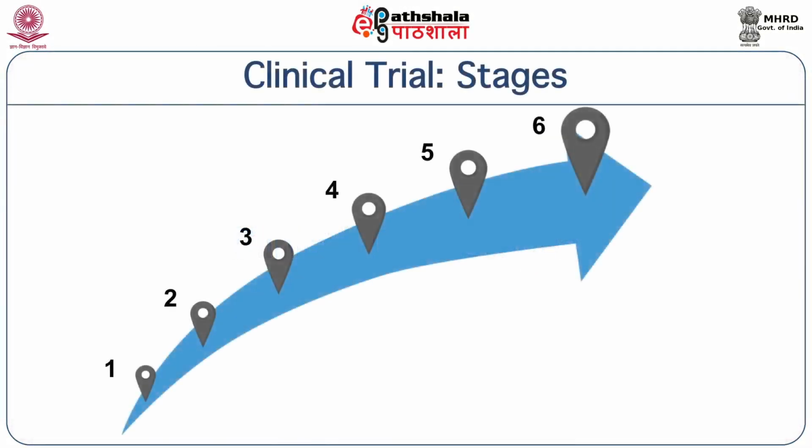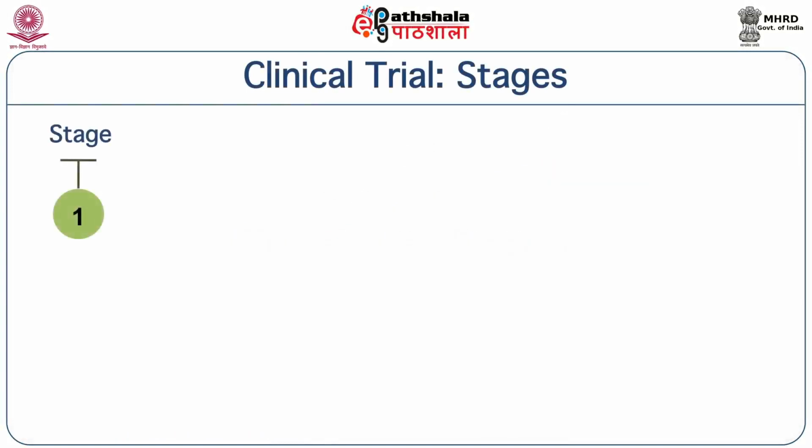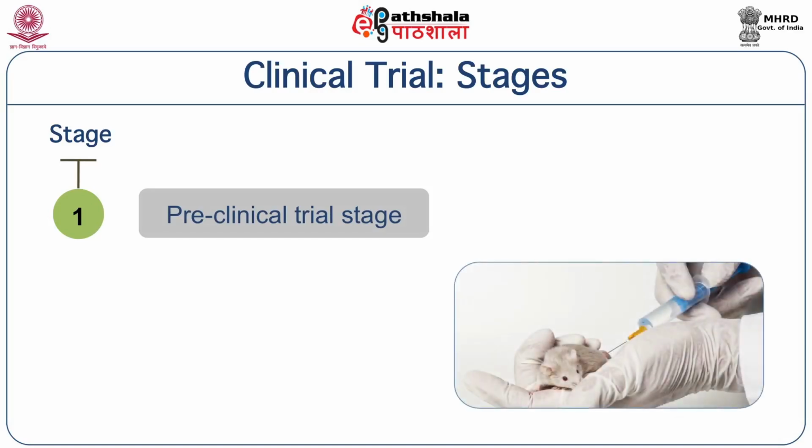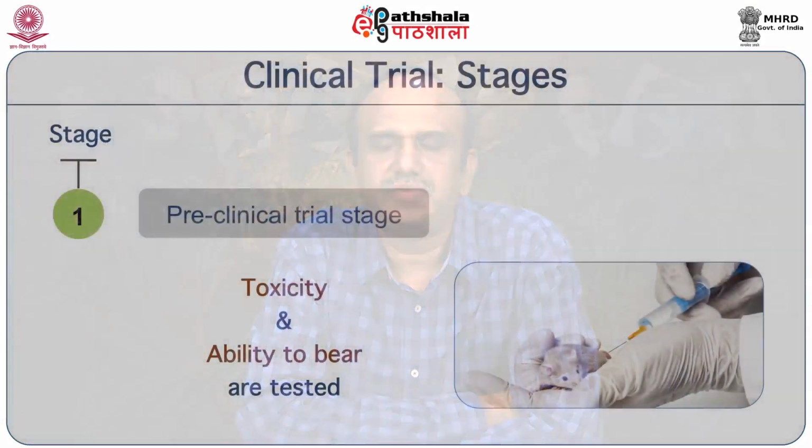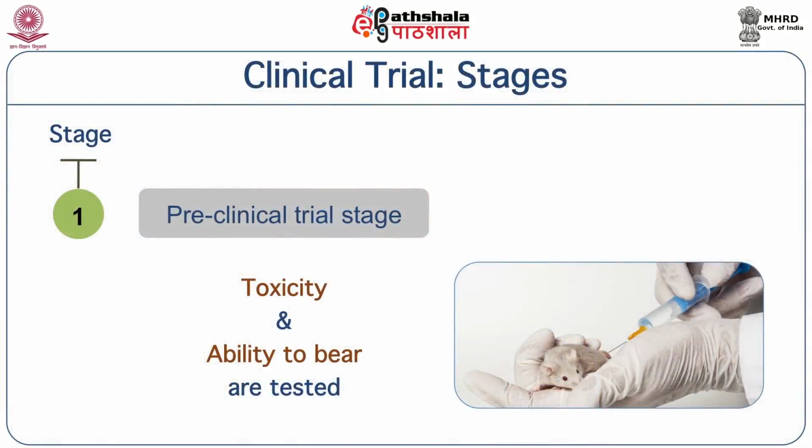There are about 6 clinical trial stages. The first 2 stages are preclinical trial stages, which are done on animals. Stage 1 is called the preclinical trial stage. Here the therapeutic effect is tested on the animals. The extent of toxicity and the bearability of this toxicity on the animals is tested in the preclinical trial stage. While the next stage is about the drug dosage.